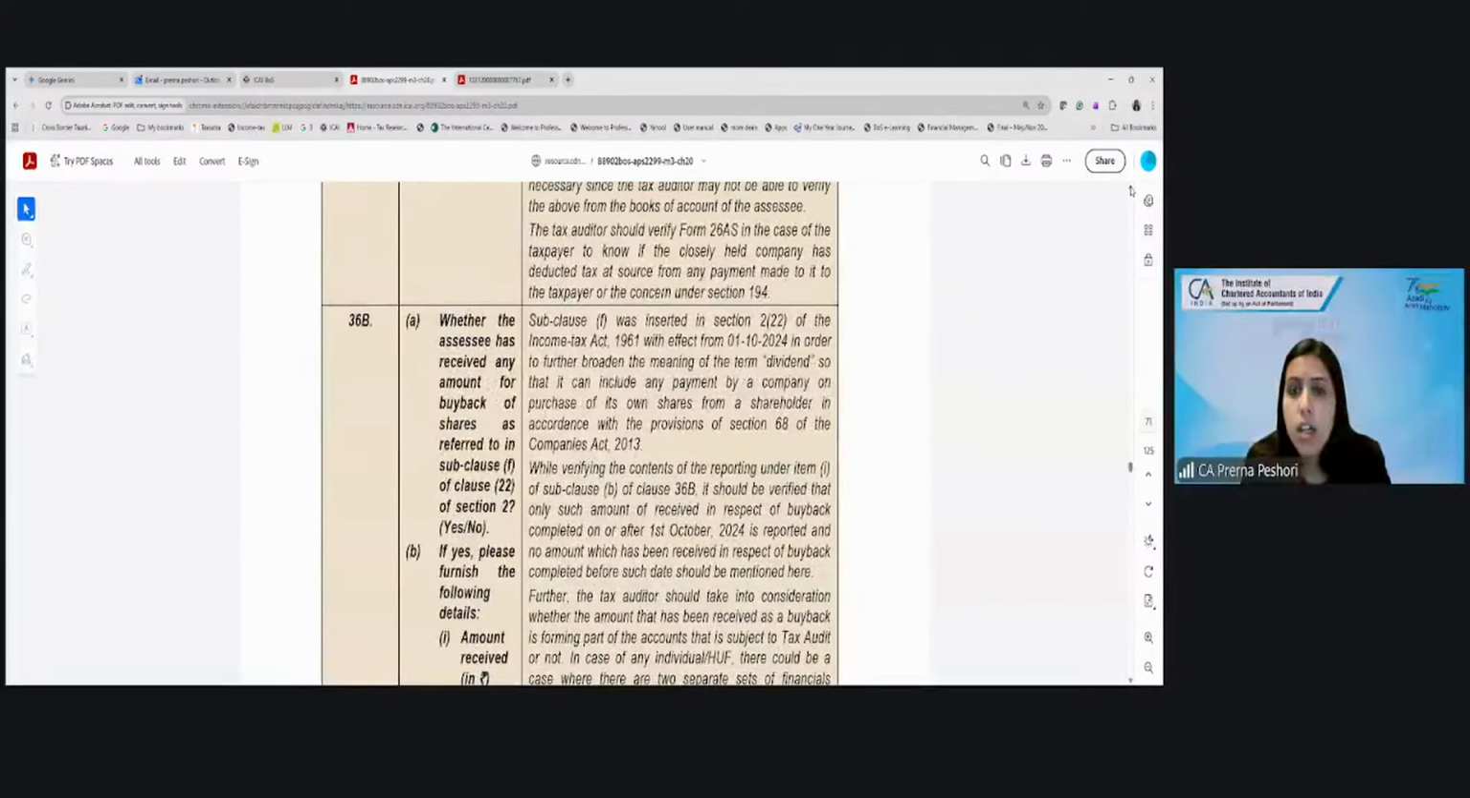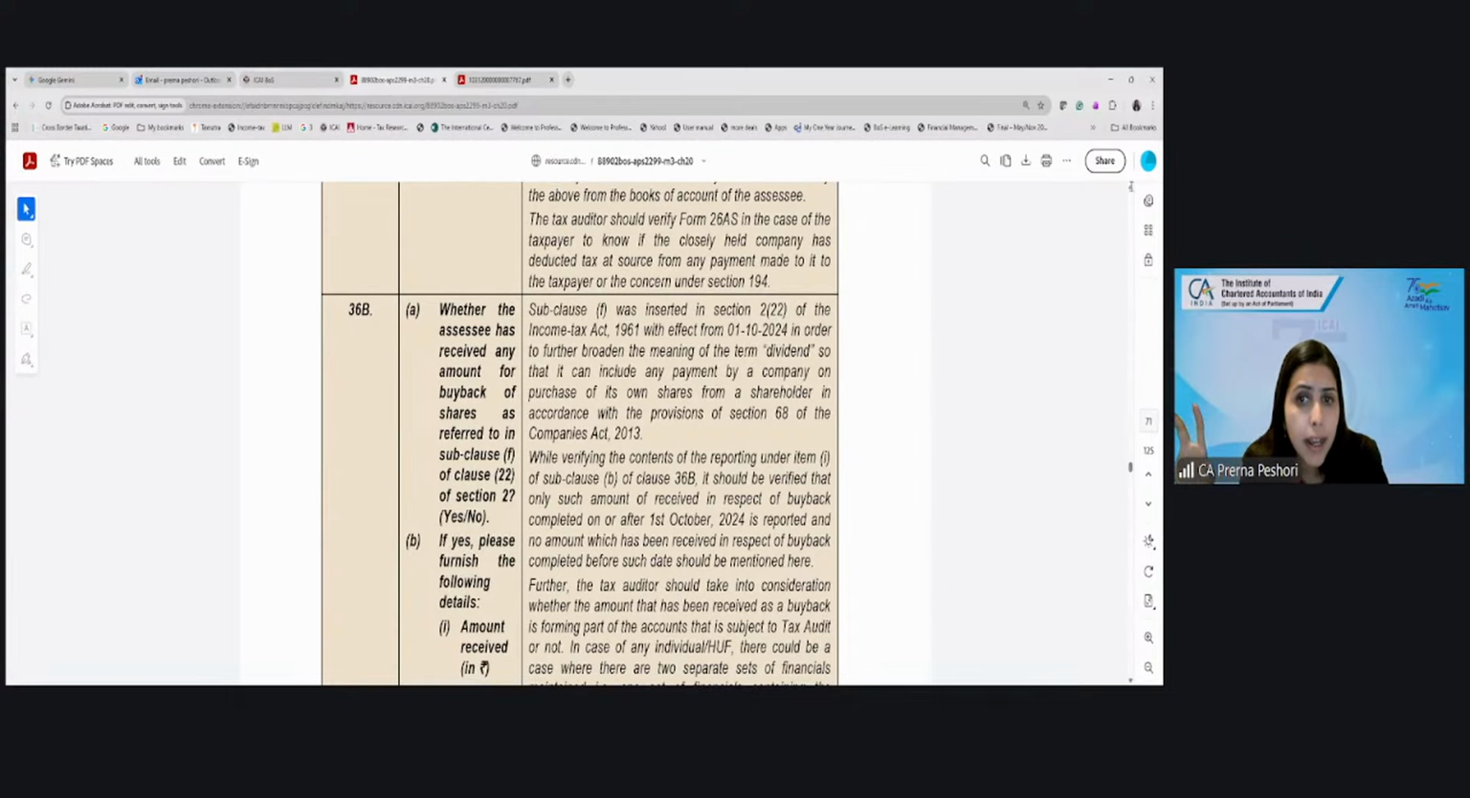So here, 2(22)(f) considers buyback as dividend, the amount received on buyback as dividend. So here, the tax auditor has to verify that this is only the amount reported after 1st October 2024. Because before that, it was not considered as dividend.